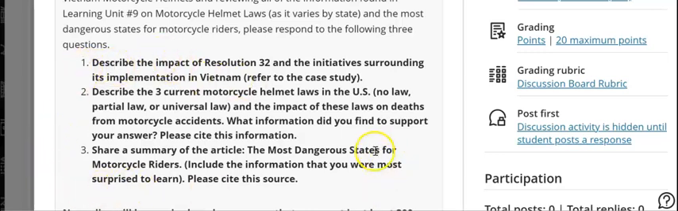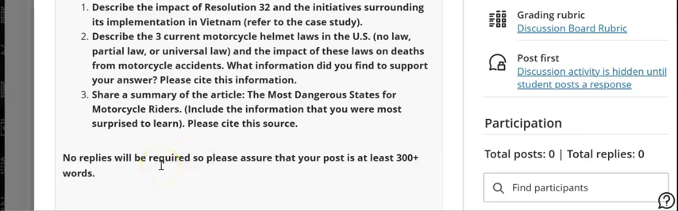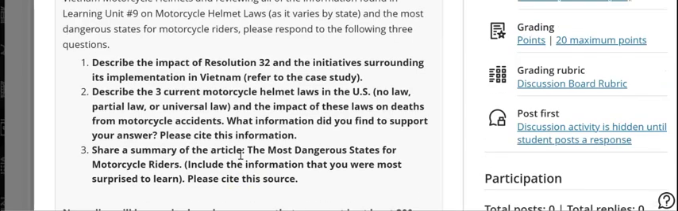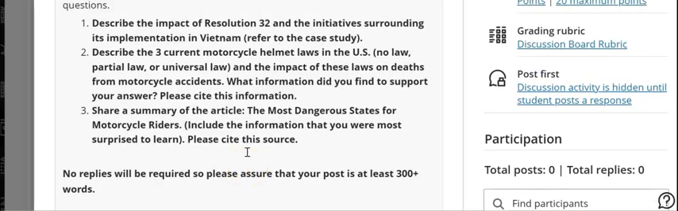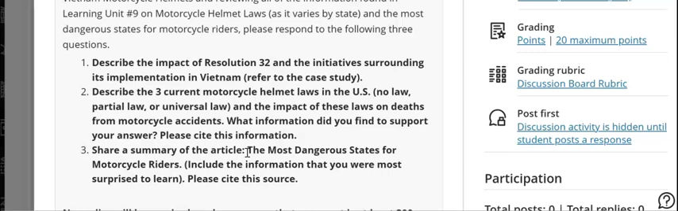You're going to answer 3 questions. There will not be a reply required, so please ensure that your post is in depth. Typically your posts need to be 200 plus words, with your replies, according to the syllabus, being 150 plus words, just to give you some guidance. Without replies, I'm looking for an in-depth post of at least 300 words if you want to do a word count. I just like to give you some guidance on how to complete it.